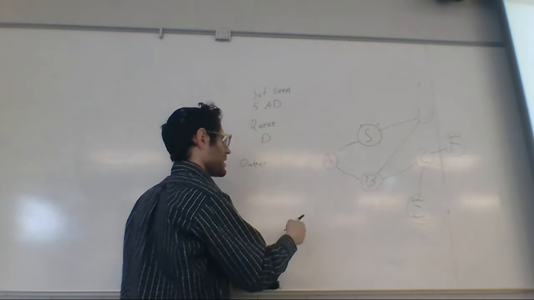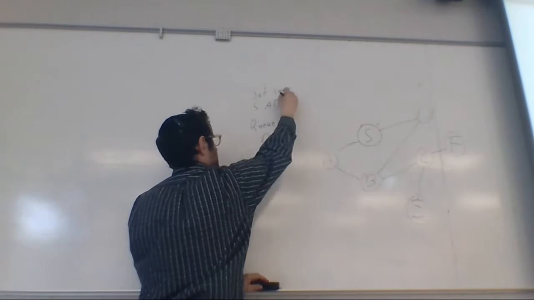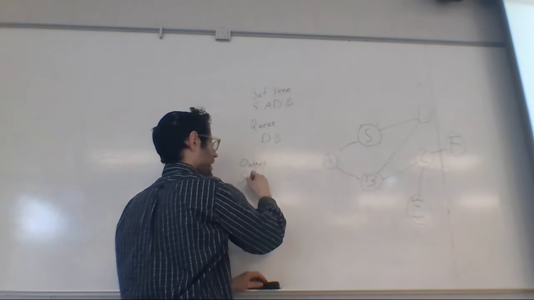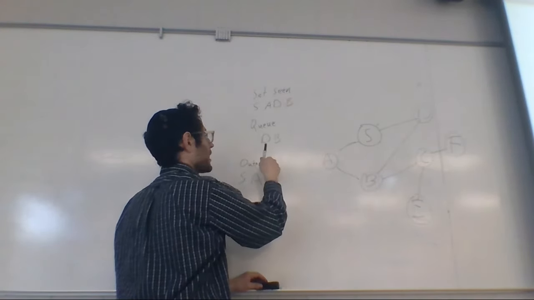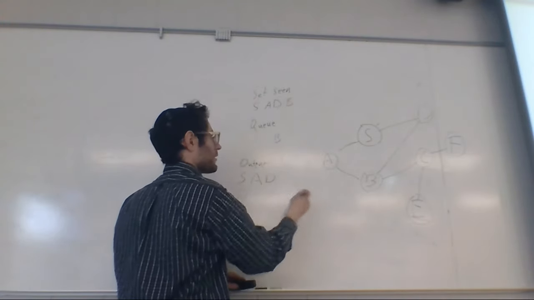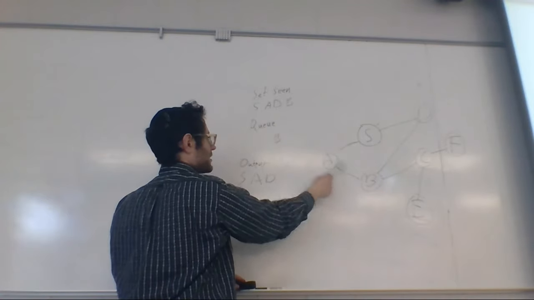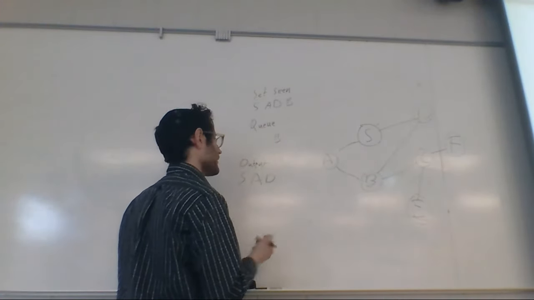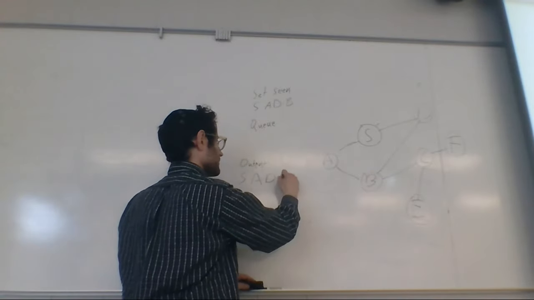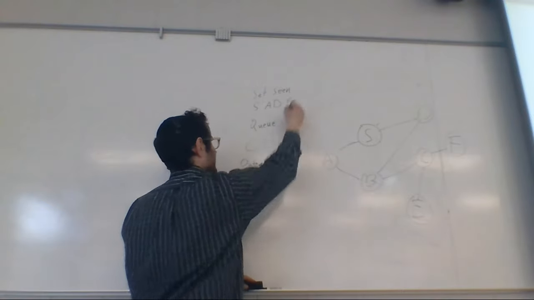So that's A. I've seen S, but I haven't seen B, so I'm going to add that to the queue and to what I've seen. And now I'm done visiting A. So now I dequeue and visit D. Now let's look at D's neighbors. I've seen A, I've seen S, and I've seen B. So I'm done visiting D. Next, I dequeue and I visit B. B's neighbors are A and D, which I've seen, but also C, which I haven't.